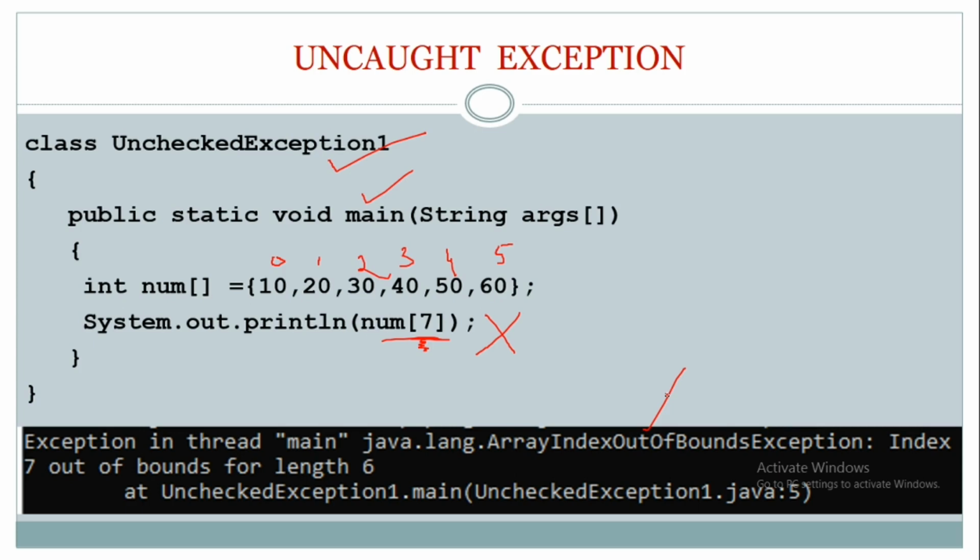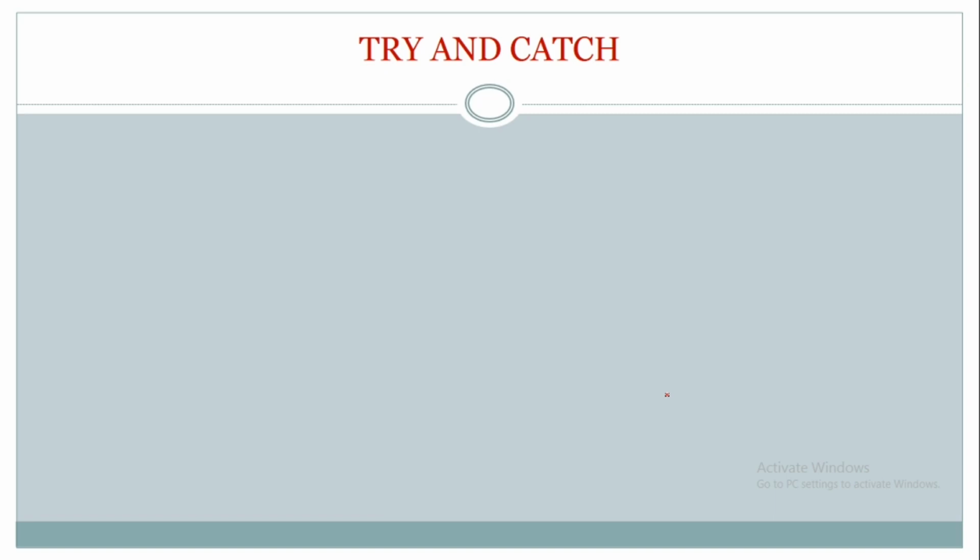So these are some of the exceptions. In the previous slide we saw the arithmetic exception, and in this slide we saw the array index out of bounds exception. Now we'll handle those exceptions. Let us understand how try and catch handle an exception.